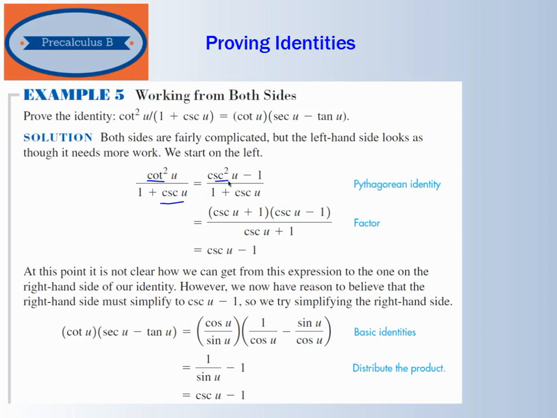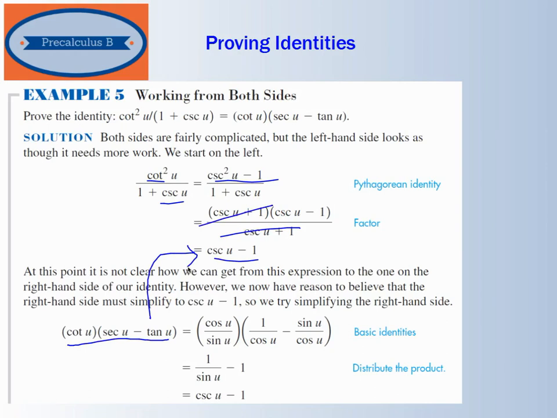I also have this cosecant squared u minus 1, which I can now break down. This is a difference of two squares. This becomes cosecant u plus 1 times cosecant u minus 1. Notice at the bottom I have cosecant u plus 1. Those will cancel out, and I'm left with just cosecant u minus 1. I feel pretty good about what I was able to do in simplifying the left-hand side of my equation. So now let's take our right-hand side, and let's see, can we get to cosecant u minus 1?